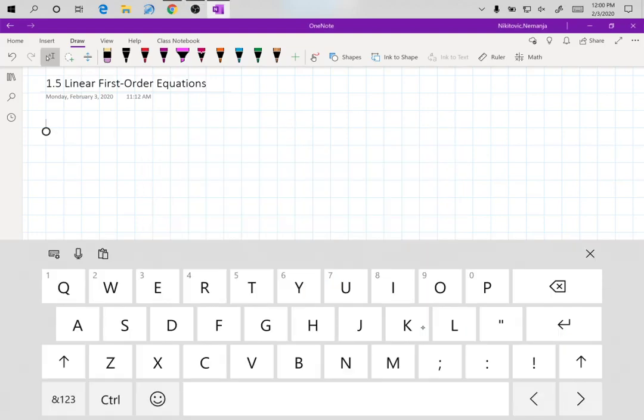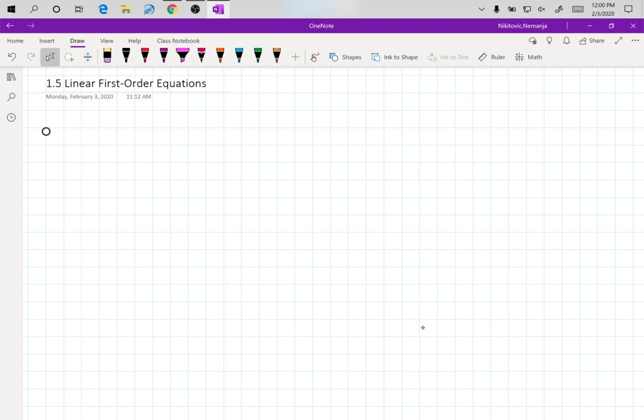Hello and welcome back to Differential Equations, section 1.5 on first order linear equations. So we talked about linear equations, linearity and nonlinearity for equations at some point earlier.